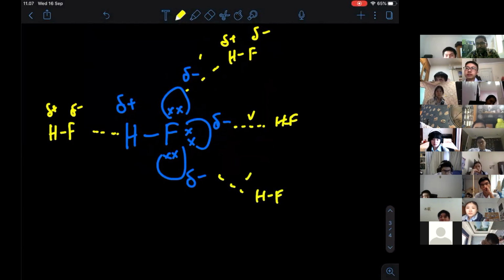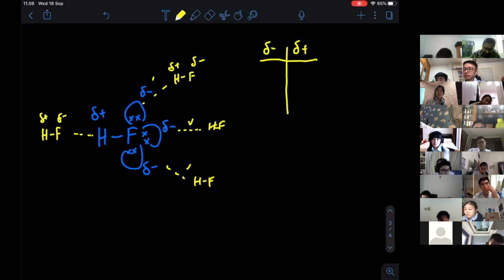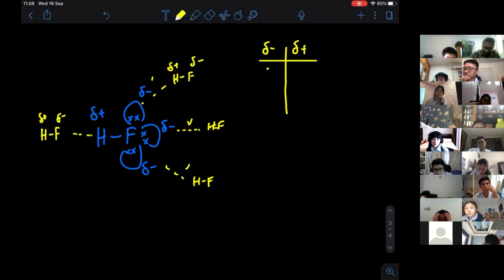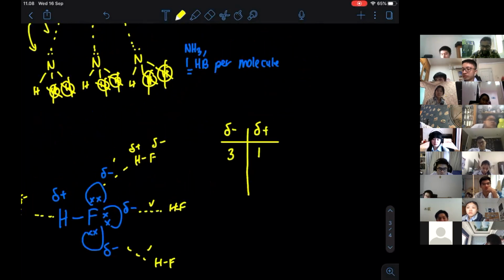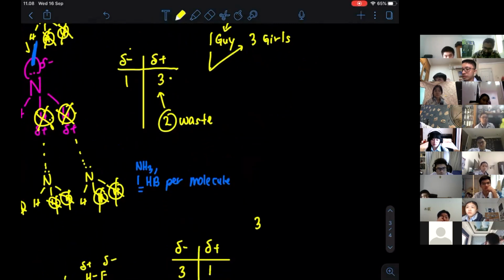No, it doesn't work that way. You use the same thing just now. How many delta negative, how many delta positive? Here, there are 3 delta negative and 1 delta positive. So if just now we were talking about 1 guy and 3 girls, now you have 3 guys and only 1 girl.